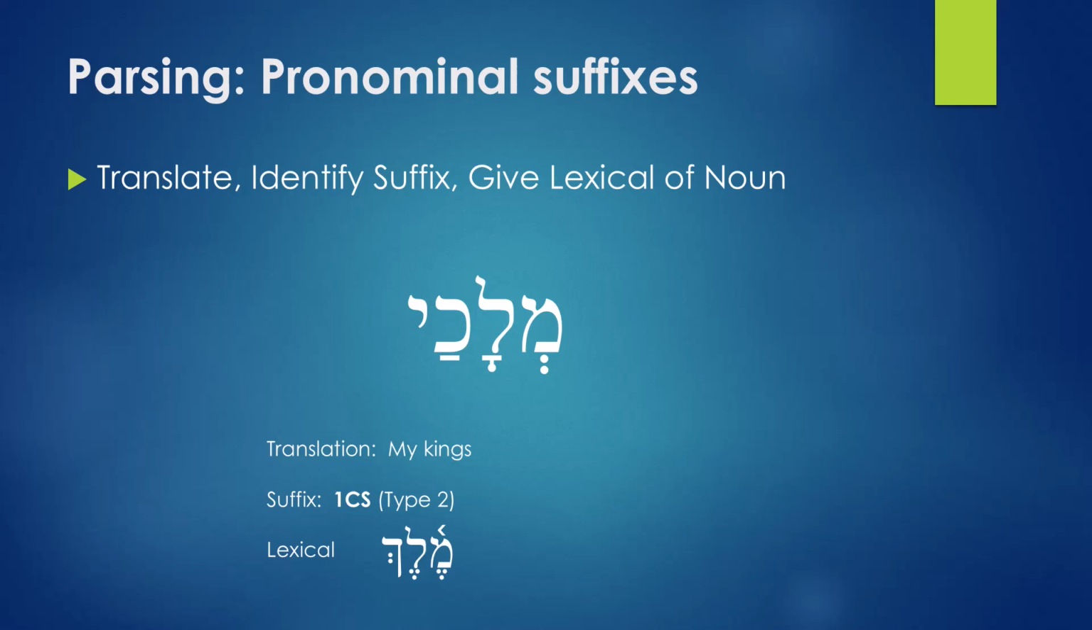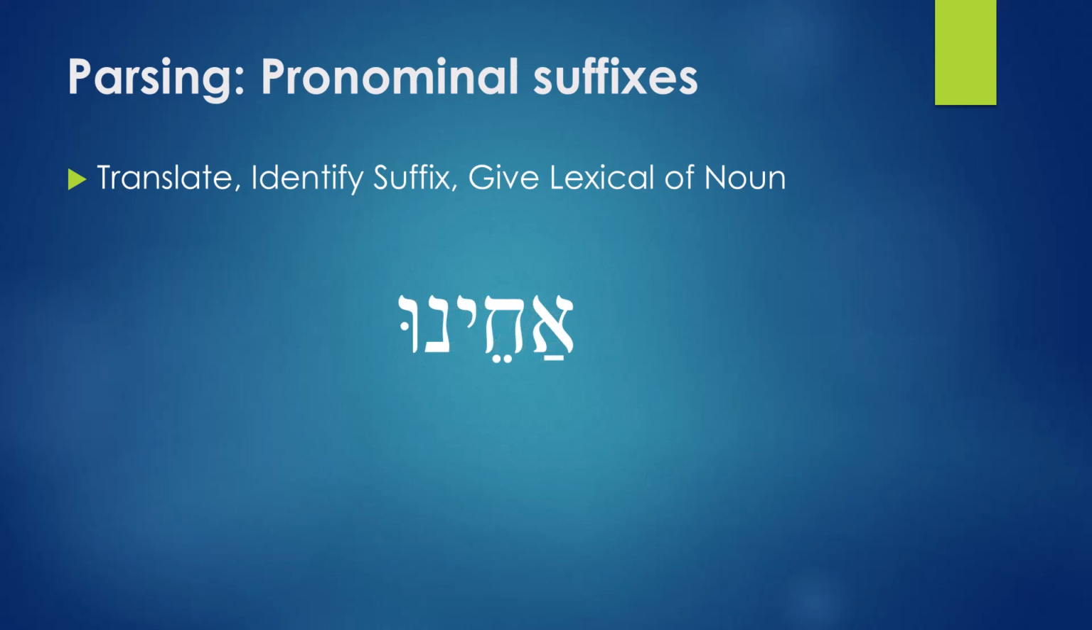And this is coming from the noun melech, and melech means king. Identifying the lexical form is going to help you translate the word. If you can't identify the lexical form, you're not going to translate the word because you don't know what the word actually means. You may know what the suffix means, but if you don't know what the noun means, you won't translate it. So melachai means my kings. The suffix is first person common singular, and that is type 2.